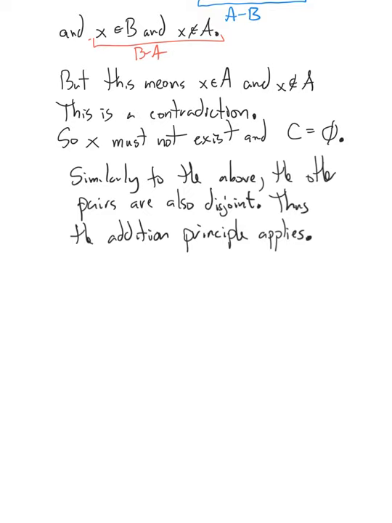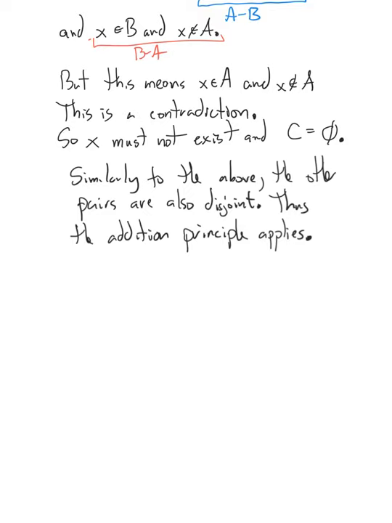And we're done. Remember, the addition principle says as long as your sets are pairwise disjoint, to figure out the cardinality of the union of them, just find the cardinality of each of them and add them together, which is what we did.